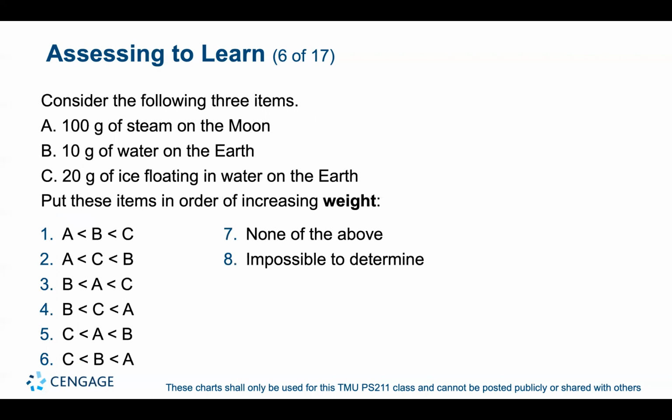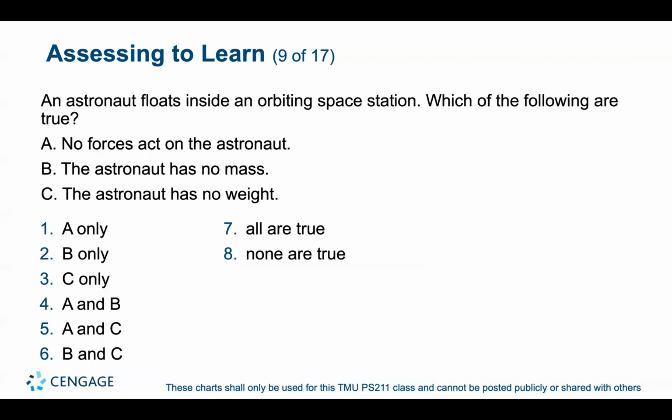We want to consider the following: 100 grams of steam on the moon, 10 grams of water on the earth, 20 grams of ice floating in water on the earth. Put these items in order of increasing weight. B is less than A is less than C is the answer. Consider the following: these are the same 3 things, but now we're considering mass. B is less than C is less than A. That's the correct answer for that one. In terms of density, A is less than C is less than B is the correct answer.